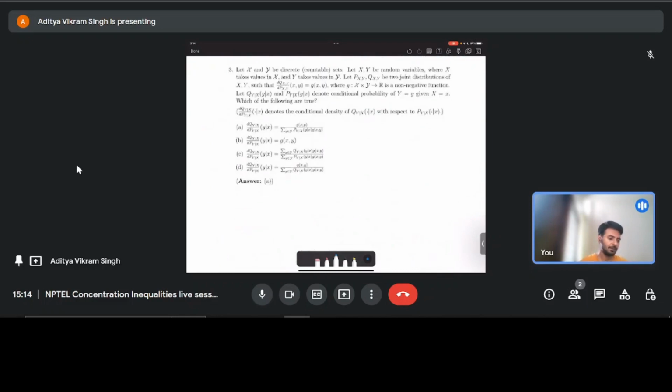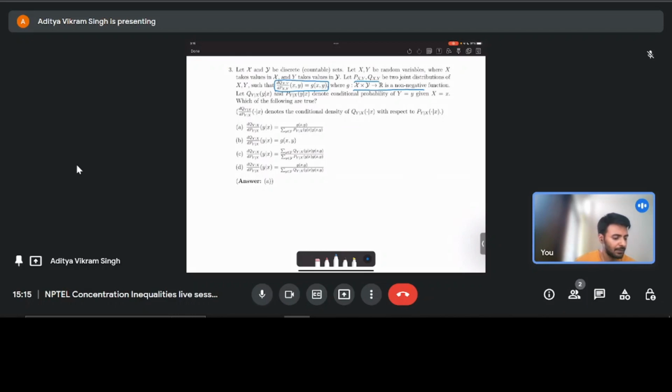Okay, question number 3. Let X and Y be discrete or countable sets. Let X, Y be random variables, P_XY and Q_XY be joint distributions. Q and P are related through this Radon-Nikodym derivative, and g is a non-negative function. This is standard. Let P_{Y given X} and Q_{Y given X} denote the conditional probability of Y given X. Which of the following are true?